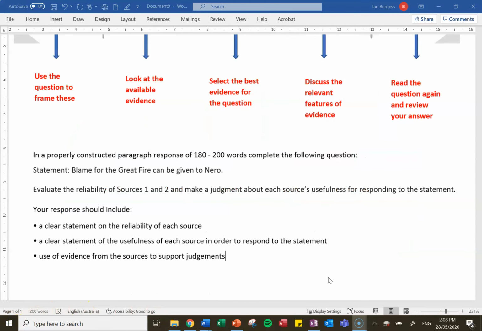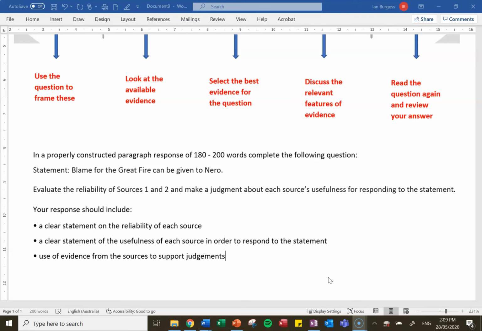What we need to do now is work our way through this question and look at a sample response. As ever, our very first thing is to read the question before we consider the evidence or do anything else. Just read, interpret and understand what the question is getting us to do. So: in a properly constructed paragraph response of 180 to 200 words, complete the following question. We know we have to write a paragraph, and we know how long it needs to be, 180 to 200 words.